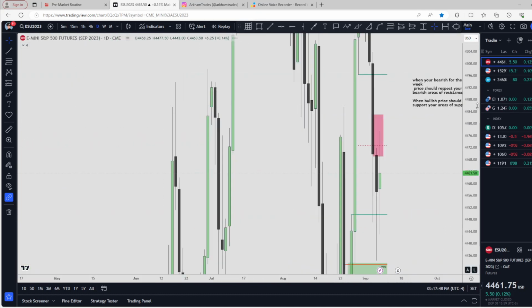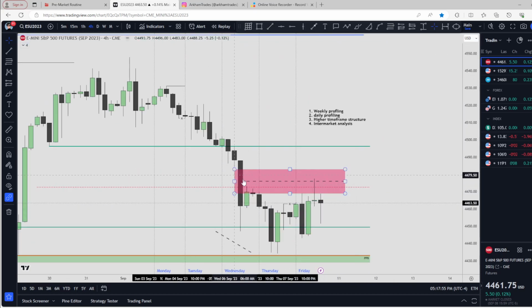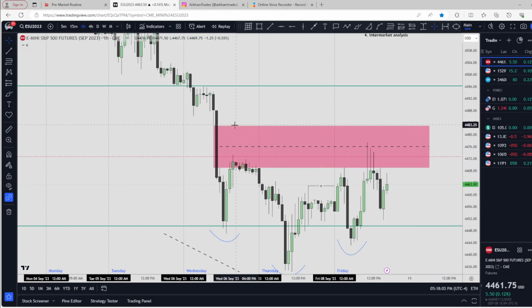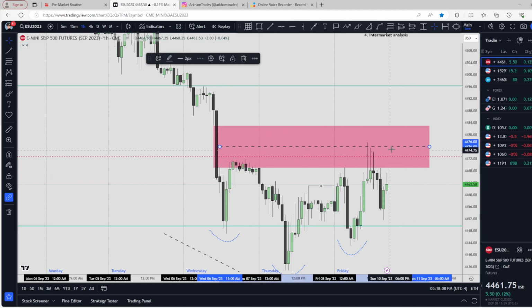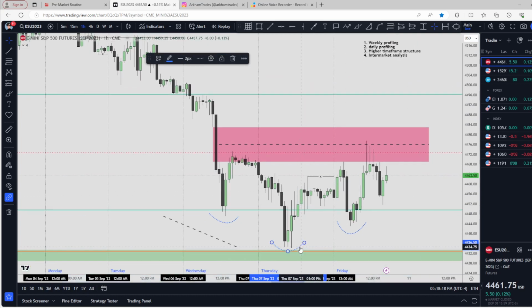So on the daily, we had the SMT divergence with the Dow Jones. That was that. On the H4, we had this bearish fair value gap. On the H1, we had this bearish fair value gap again, but a little bit higher and a lot more precise. Now we have a 50%, as well as the overall structure: low, lower low, higher low.